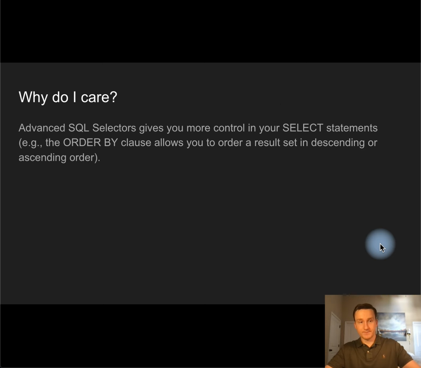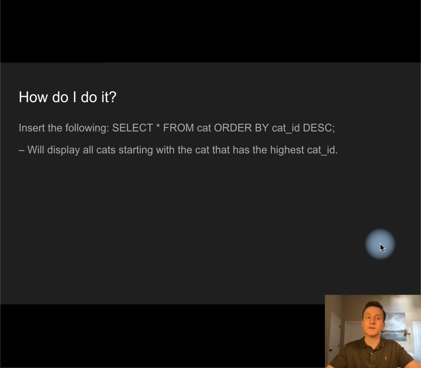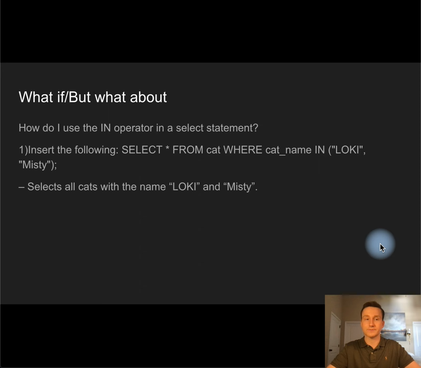So why do I care? Advanced SQL selectors give you more control in your select statements. The ORDER BY clause allows you to order a result set in descending or ascending order. So what do I need? W3Schools SQL in MySQL. How do I do it? Well, we can insert this command into MySQL, and we should get back a display of all cats with the cat that has the highest cat ID.